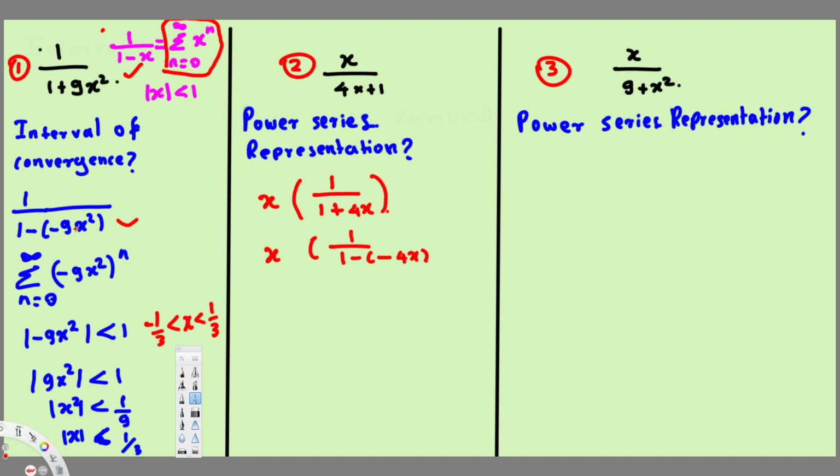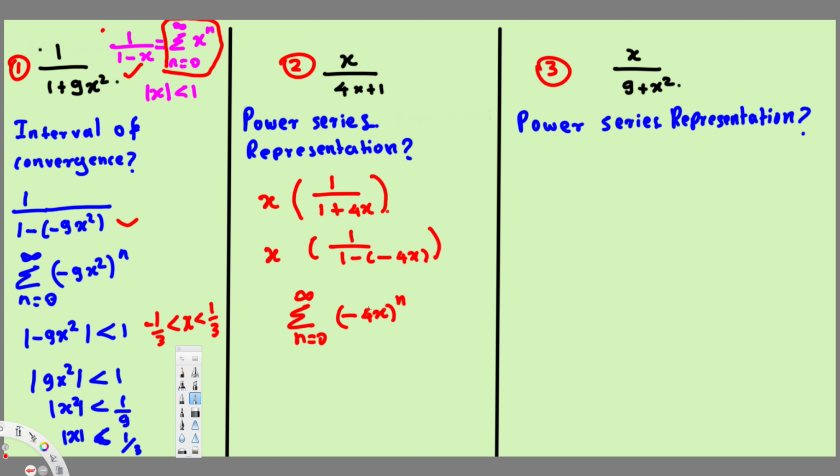We already did this one like this. So we write this one like this. Now we can go ahead and write the power series representation. In power series representation, we have seen that whatever value we are subtracting is going to be the value that we are going to raise to the power n, right? So here we are going to have sigma n equals 0 to infinity, and we are going to have minus 4x to the power n.